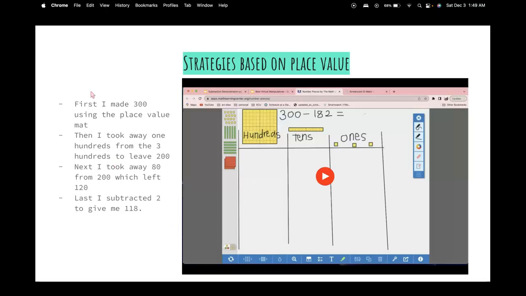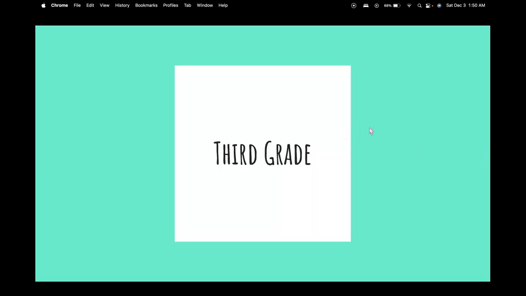So from that video, first I made 300 using a place value mat. So I put all the hundreds boards into that place, and then I took away 100 from 300, which left me 200. And then I took away 80 from 200, and this left 120. And then all I had left was 2, and that gave me 118. So this might be a way that a student might work out the problem using this place value mat. So next is third grade.